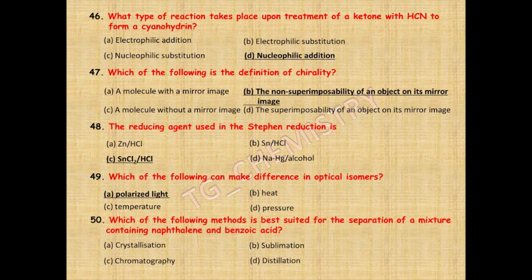The last question of this set is, which of the following methods is best suited for the separation of a mixture containing naphthalene and benzoic acid? So if we have a mixture of naphthalene and benzoic acid, what should be the best method to separate them? Options are crystallization, option B sublimation, option C chromatography, and option D distillation. So the right answer should be option B sublimation.